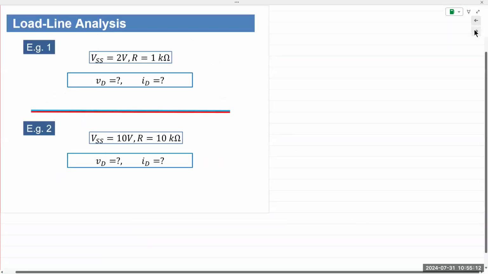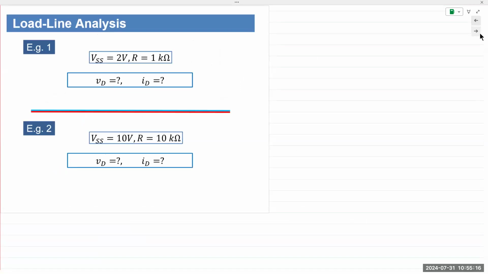So let's look at 2 examples, and then we'll take a short break. In example 1 and example 2, we are provided with the external energy source and the value of the resistance, and you're asked to find VD and ID. In both cases, we're going to assume that the diode is a 0.6 volt silicon diode. It doesn't make a difference here for our analysis, but that's typically what we're going to look at throughout this chapter.